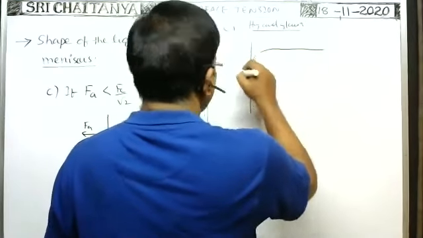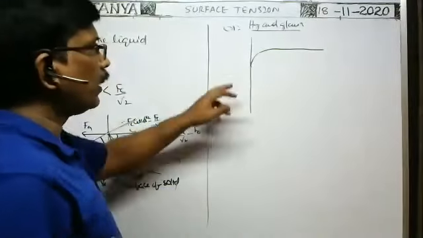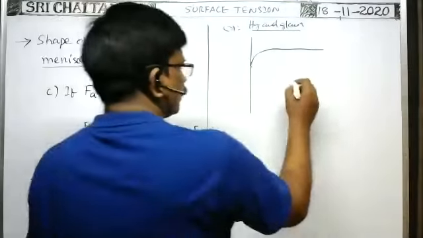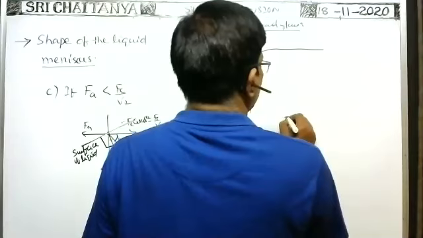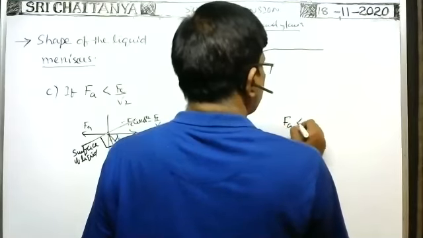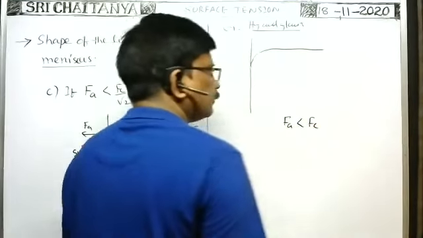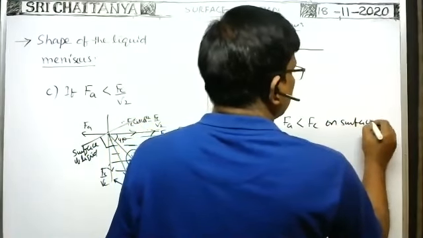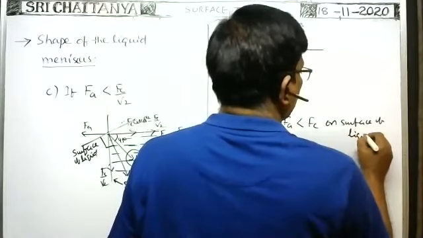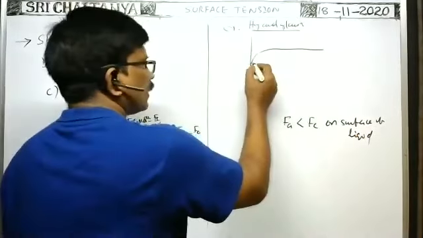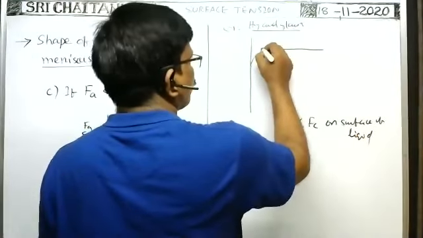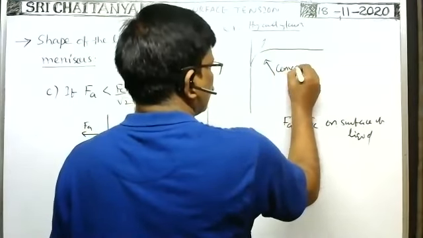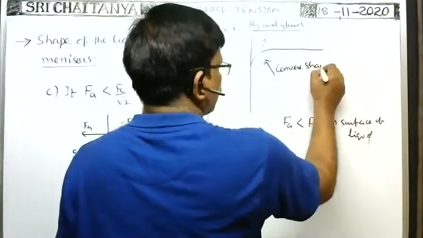Already previously, while explaining the angle of contact, I drew the meniscus shape like this only because of this reason. So in this case, adhesive forces are less than cohesive forces on the surface of liquid. In this case, this meniscus shape is called the convex shape. So this meniscus is the convex shape meniscus.